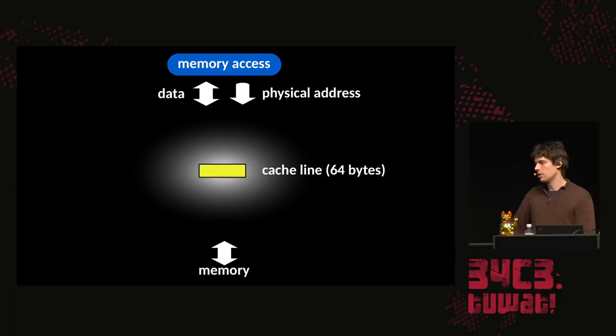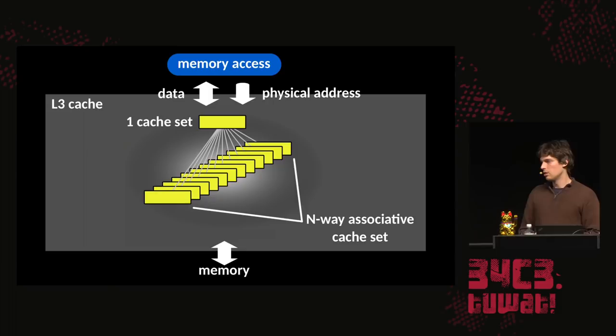on the last level cache, and when the CPU accesses memory, everything is on the granularity of a cache line, which is 64 bytes. Within, for example, the level 3 cache, a certain physical address maps onto a certain cache set, and this cache set can, for example, on a 4-core desktop Intel machine, contain 16 different cache lines.